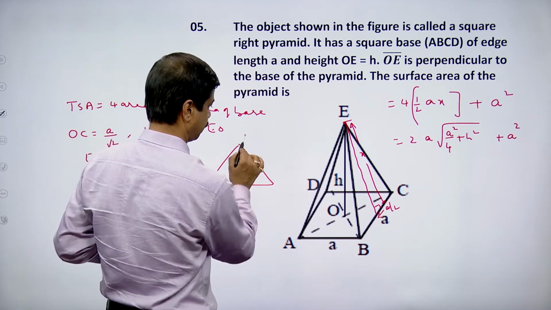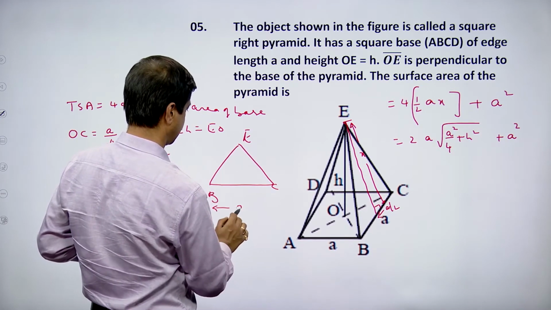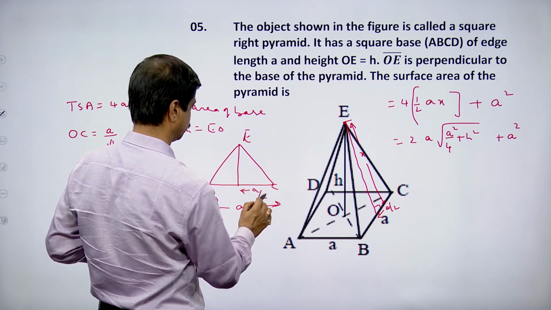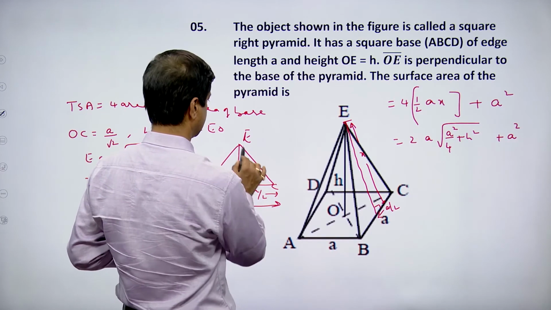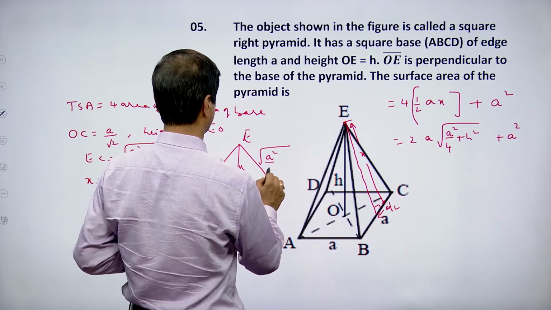This is E, B, C. BC is A. So if you drop a perpendicular, this is A by 2. Okay. So now this height we call it as x. EC we got it as root of a square by 2 plus h square.